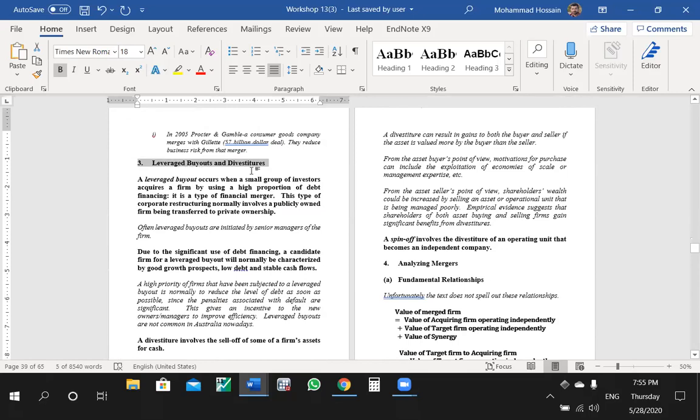Leveraged buyout and divestiture. I'll take divestiture first. Okay, let's do one by one. The leveraged buyout occurs when a small group of investors acquires a firm by using a high proportion of debt financing. This is a type of financial merger. Let's say a public company is going to be purchased by a group of people, and they're purchasing it by taking a loan from the bank. So they're leveraging, they're making a leverage here.